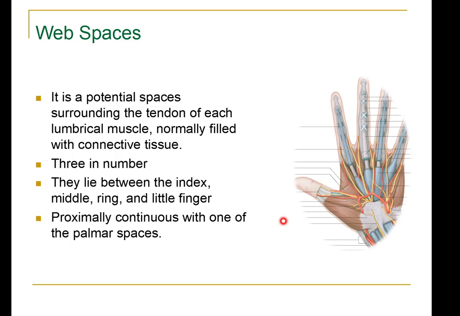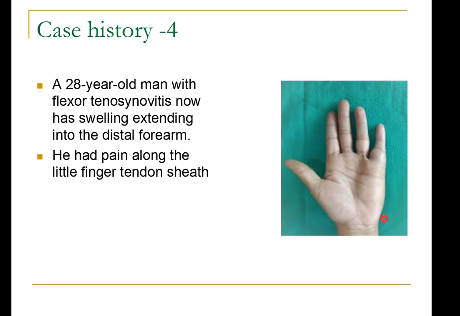So what are these web spaces? It is the potential space which is surrounding the tendons of each lumbrical, normally filled with connective tissue. There are three in number. They lie between the index, middle, ring and little finger, and proximally it is continuous with the palmar spaces. So the first one is usually continuous with the thenar space, and the remaining are continuous with the hypothenar space.